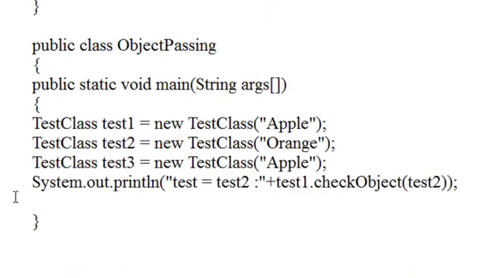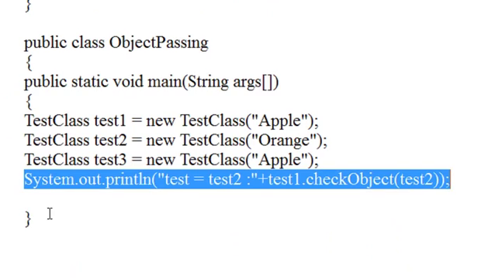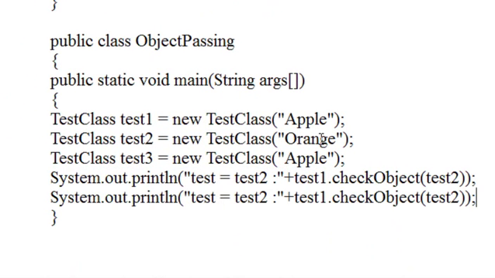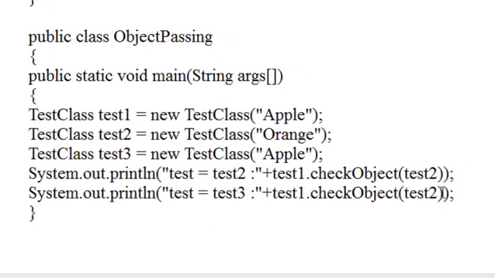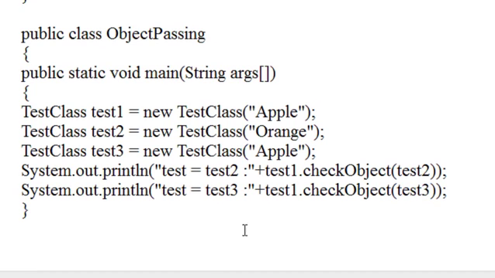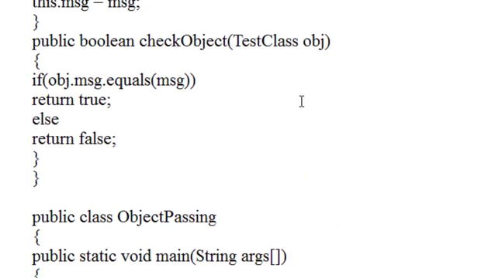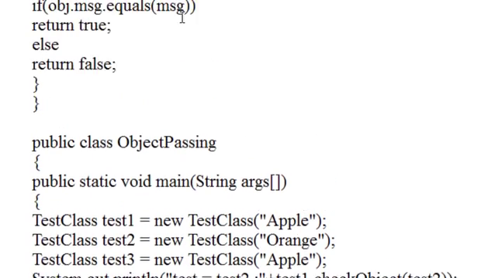So again I compare. Again I'm going to compare test1 and test3. So here I'm going to pass test3. In this case the two values, that means the values of obj.msg and msg, are the same, which are apple. In that case it will return true.